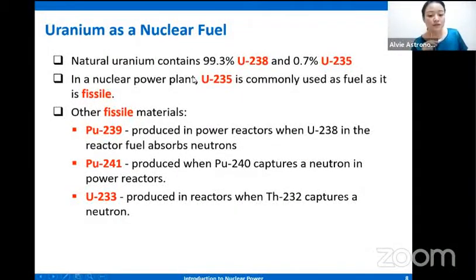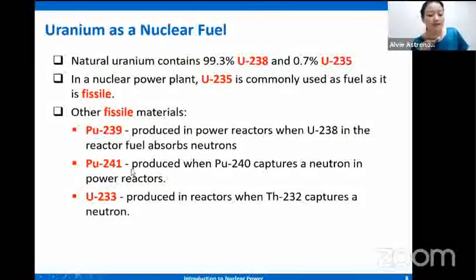There are other fissile materials that can be used, like plutonium-239. But this is not a natural material, but they can be produced in the reactor when this uranium-238 absorbs a neutron and then it decays into plutonium-239. Plutonium-241 can also form, also artificial, when plutonium-240 captures a neutron in power reactors.